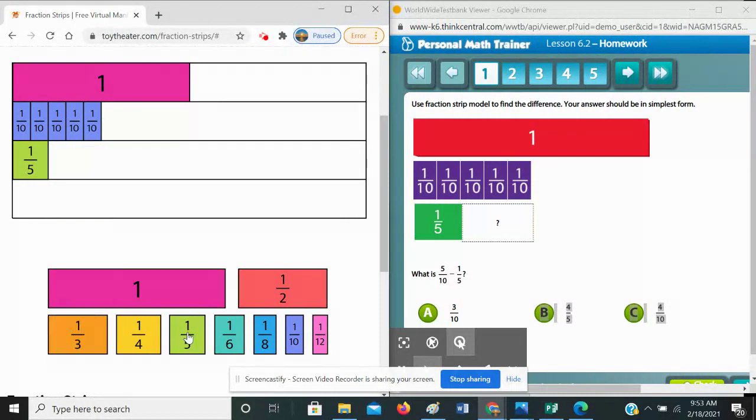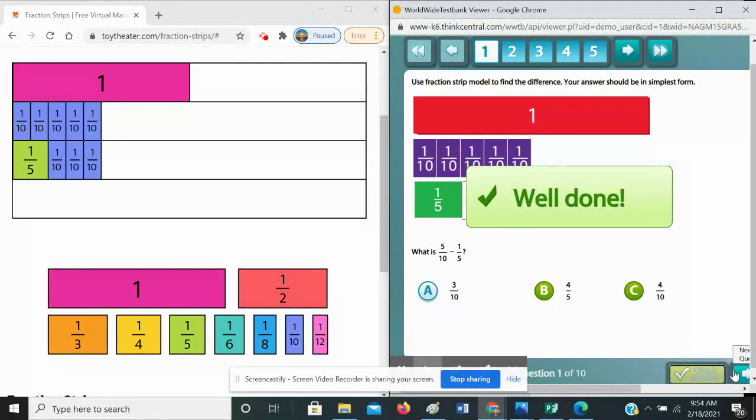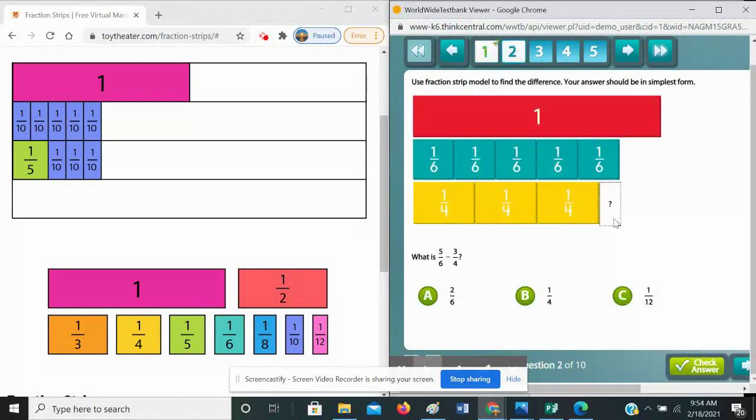So if I'm trying one of these, maybe I know 10 and 5, something that's in common, is the 10th here. That would be a common multiple, and it does fit. Now, how many times does this fraction fit into that empty space? It was 3/10. Okay, so if I'm taking 5/10 and minus 1/5, my difference is going to be 3/10. Okay, you'll do the same thing for the next one.